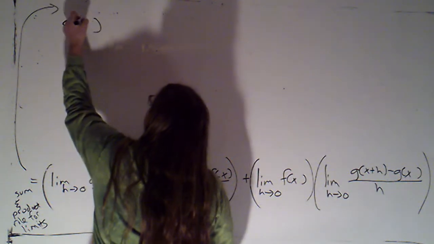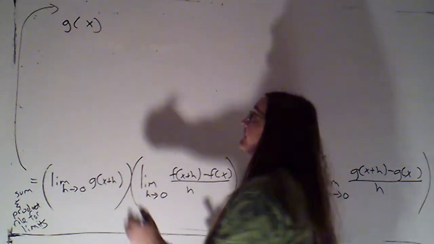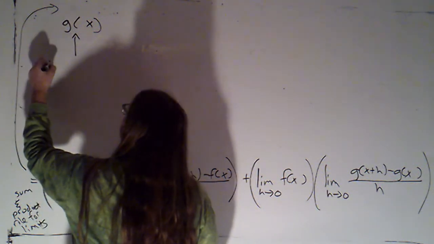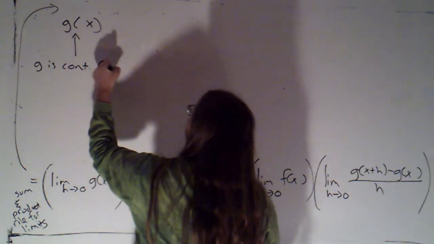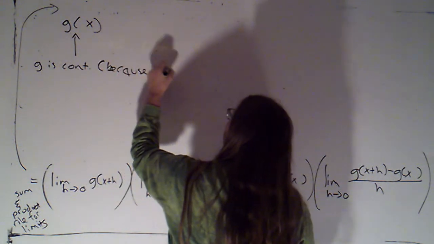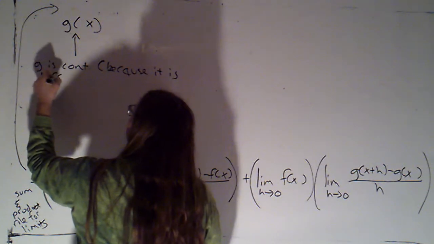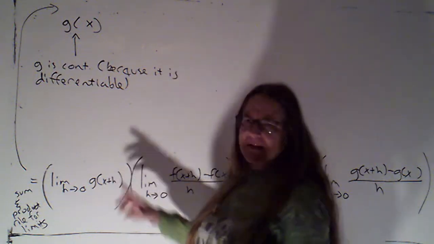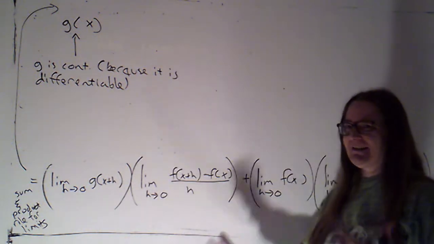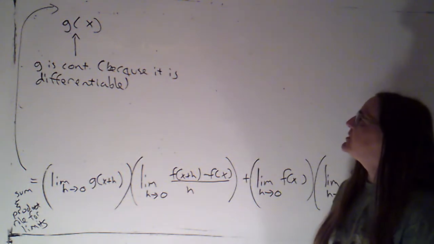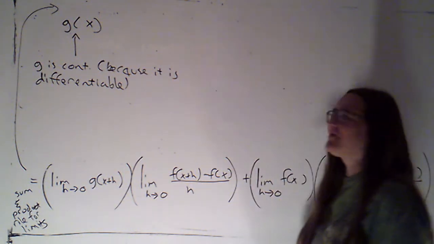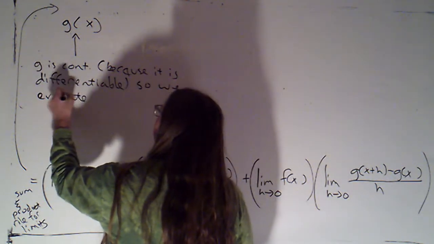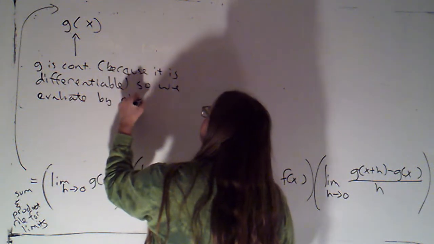So I'm going to get g of x for that first limit. And my reason here is I know that g is continuous because it is differentiable. I also know the function x plus h is continuous because that's just a sum of continuous functions. And so that composition is also continuous. So we evaluate by plugging in 0.